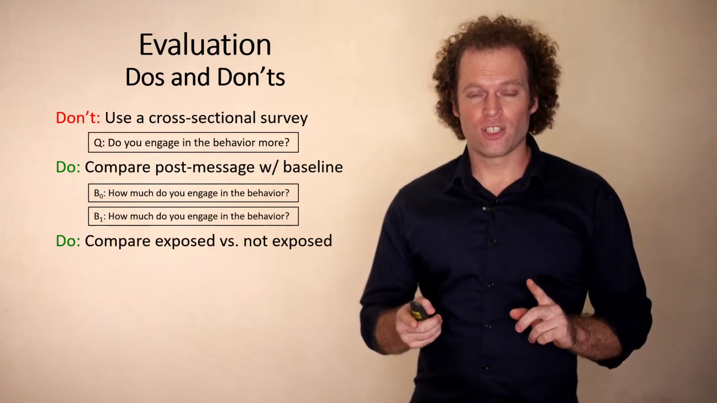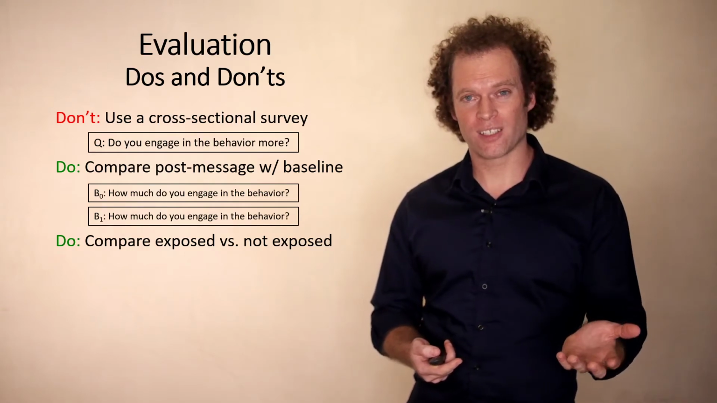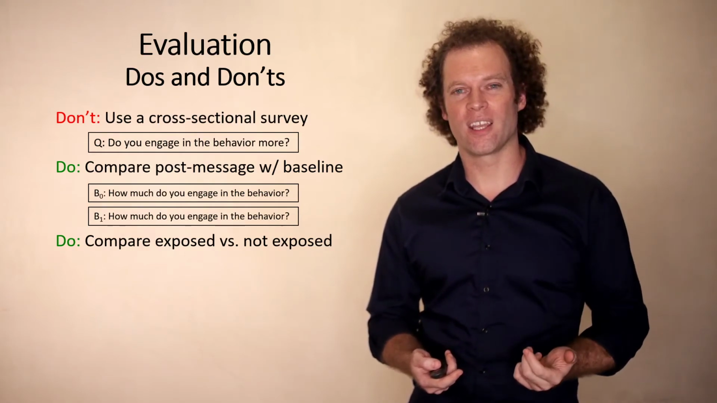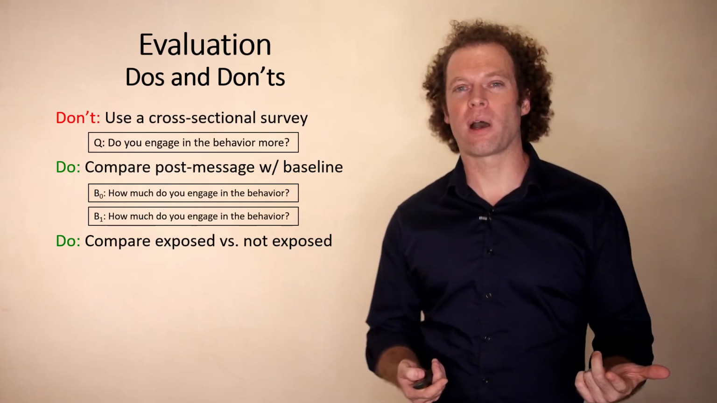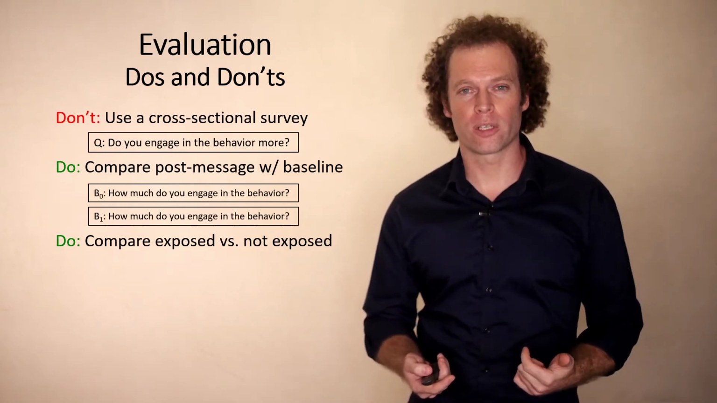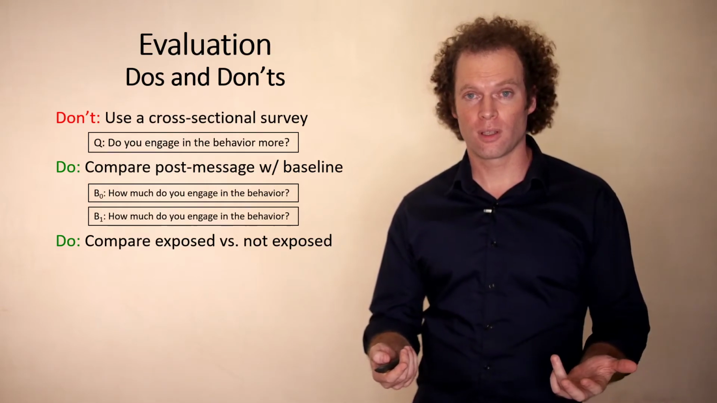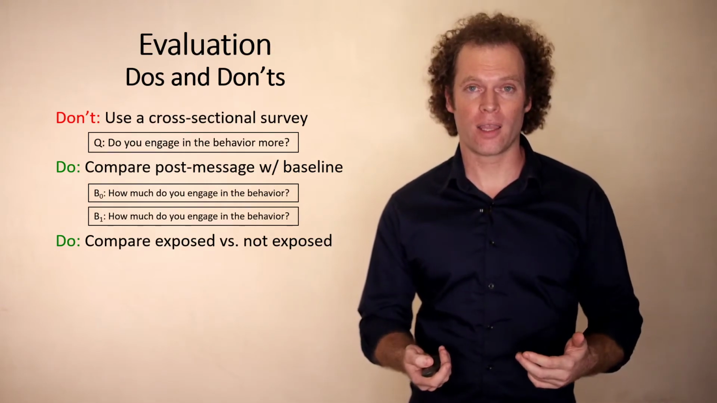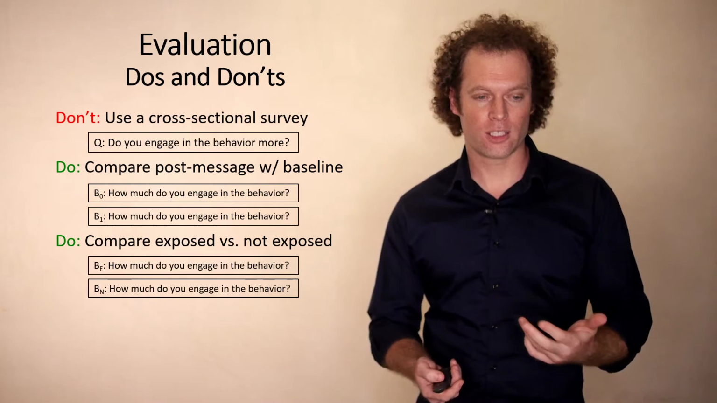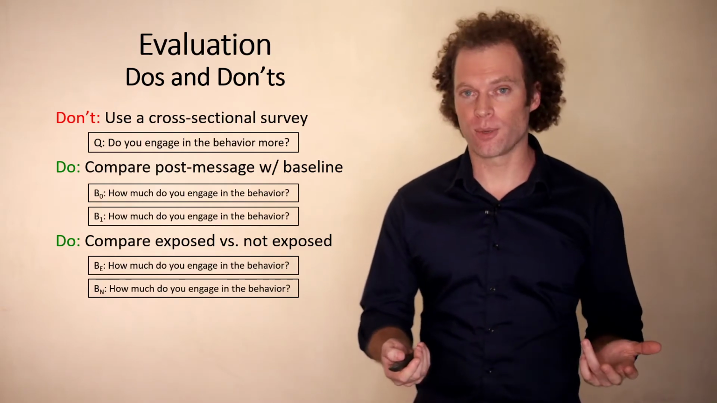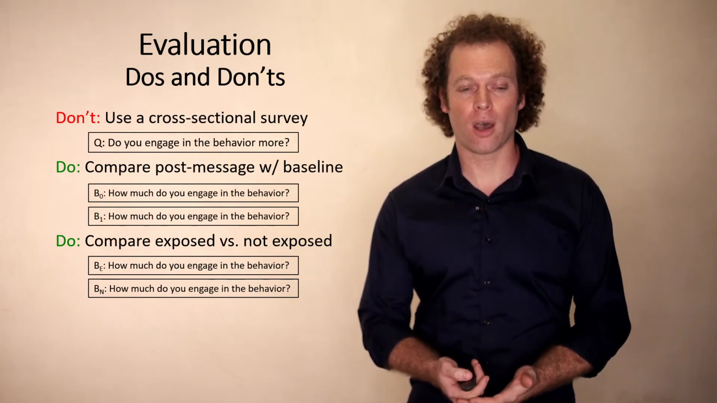Another good thing to do in evaluation is comparing the exposed, people who are exposed to the message, to those not exposed. And so this is what I did in my experiment where I was looking at message effects. There were those exposed to information about how clean recyclables need to be, and there were those who weren't exposed. And when I saw differences afterwards between those two groups, I was able to conclude that there was an effect caused by that message manipulation. And so then you would ask one group, the exposed group, that would be BE, how much do you engage in the behavior? And then you would ask the same question to the BN group, the group that was not exposed.